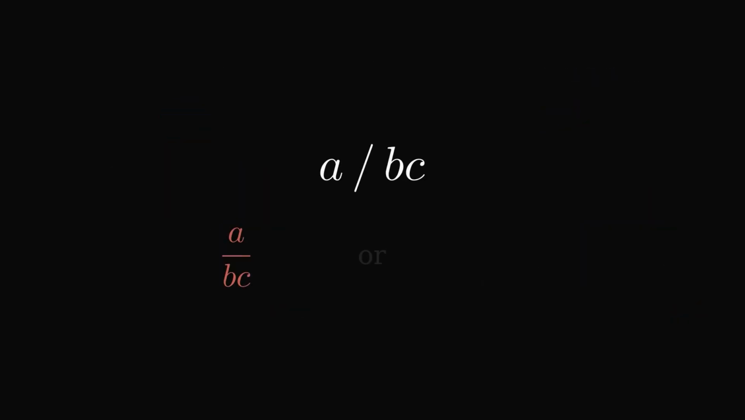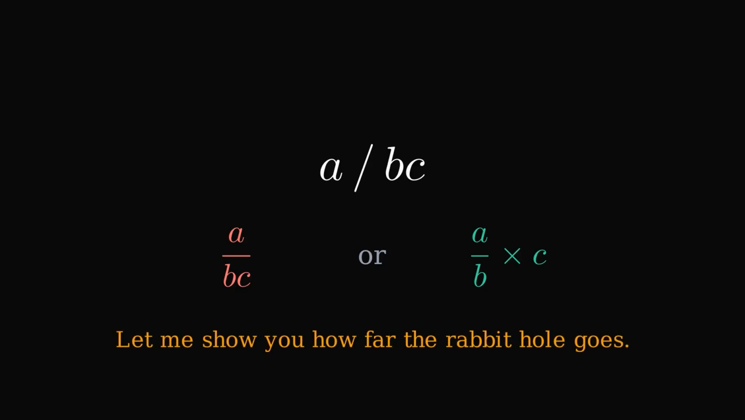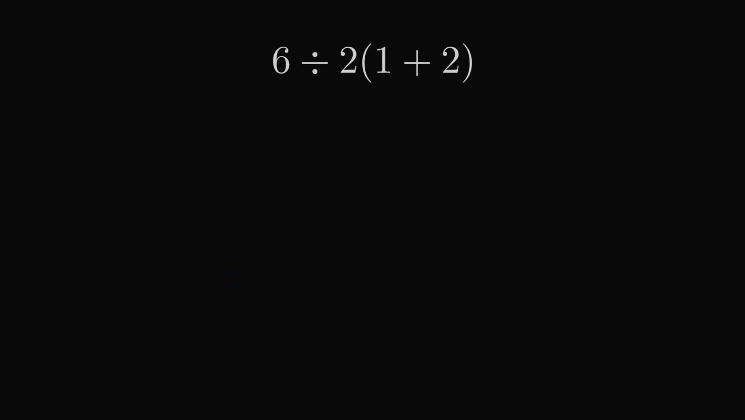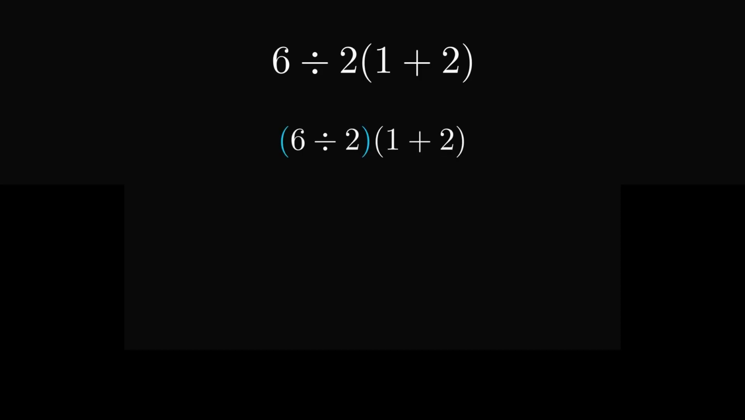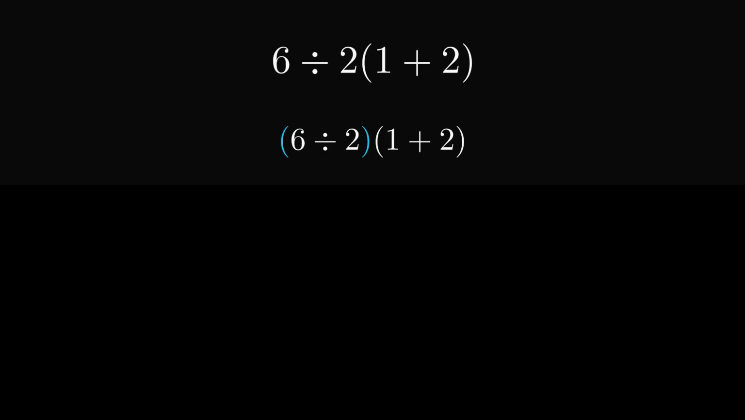Actually, before the fix, is this just one unlucky expression? Or is this a crack that runs through the whole notation system? Let me show you. 1 extra character, that's the fix. If the writer meant 9, they should have written it like this. Brackets around the first part. Open bracket, 6 divided by 2, close bracket, times open bracket, 1 plus 2, close bracket.